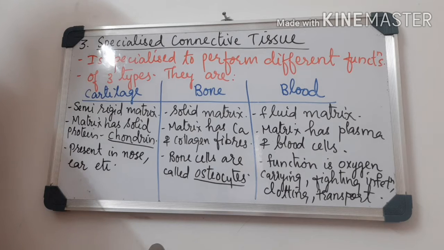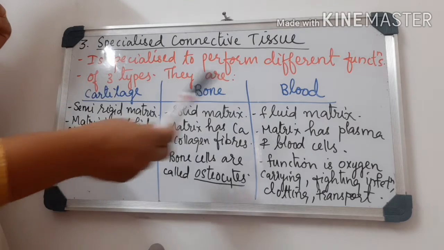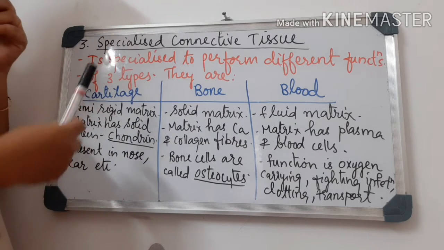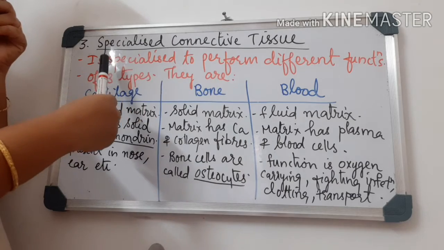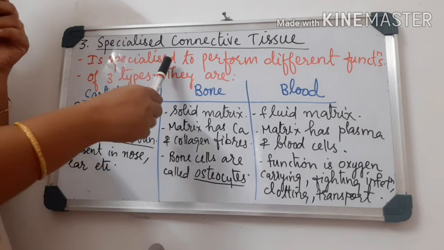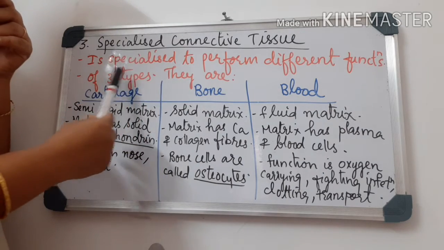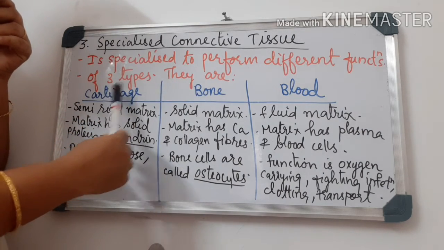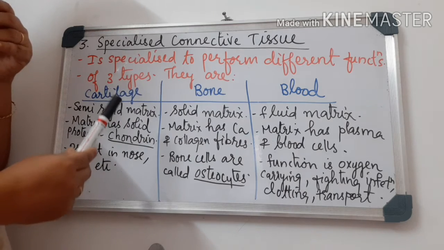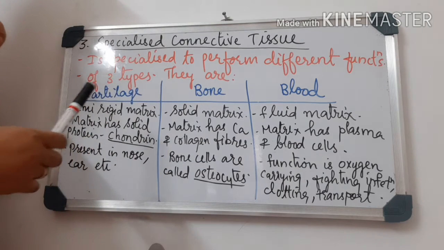Okay, so in this connective tissue that is called specialized connective tissue, we are going to discuss three types. Specialized connective tissue means tissues which are specialized to perform different functions. It is mainly of three types: cartilage, bone and blood. Let us see one by one in detail.